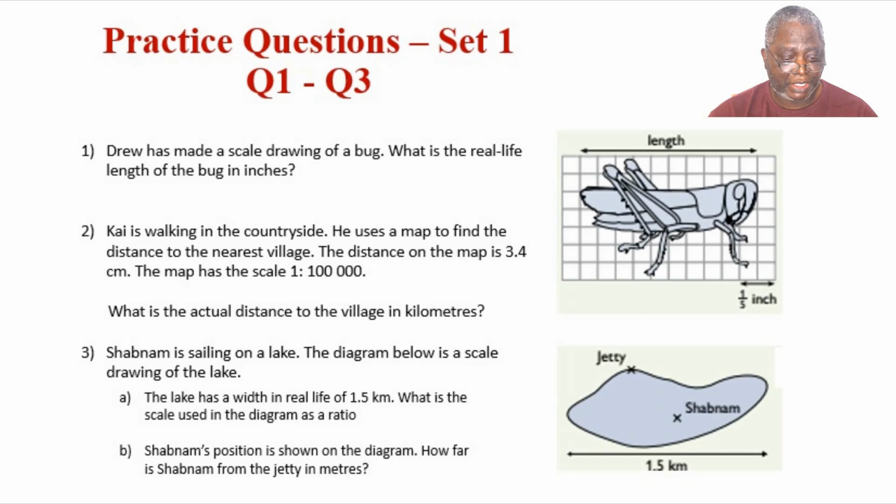Question 3. Shadnan is sailing on a lake. The diagram below is a scale drawing of the lake. The lake has a width in real life of 1.5 kilometers. A. What is the scale used in the diagram as a ratio? B. Shadnan's position is shown on the diagram. How far is Shadnan from the jetty in meters? Please watch the diagrams as you read the questions and try to understand them clearly. Then you'll be able to answer the questions.